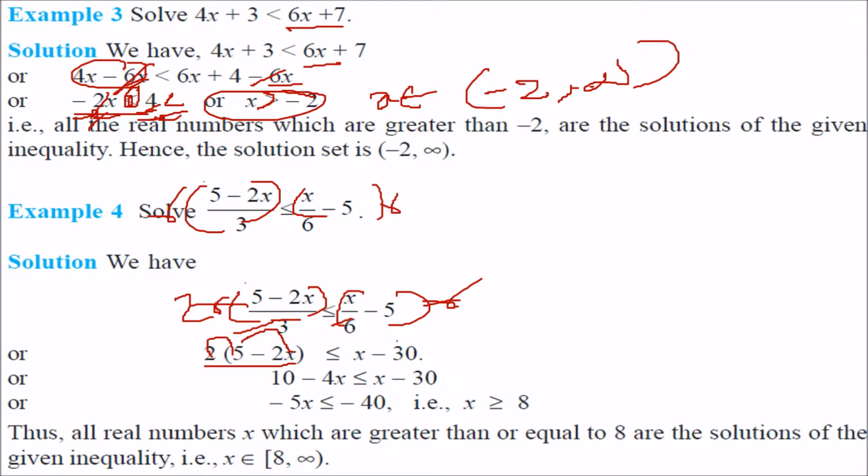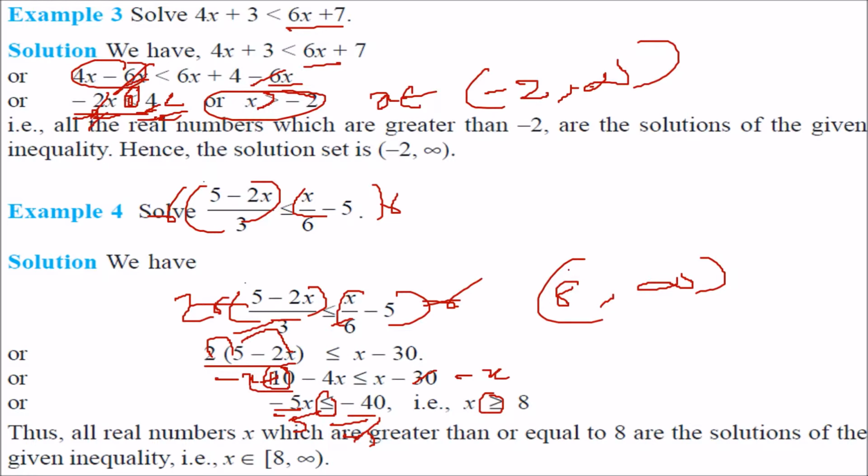You can get this x eliminated by subtracting x from both the sides. So you'll get minus 30 here and minus 5x here. Then again you can get rid of 10. So you'll get minus 5x less than or equal to minus 40. So let us divide both the sides by minus 5. And when you are dividing by minus 5, you have to reverse the sign. So now x is greater than or equal to 8. So 8 to infinity is the answer.